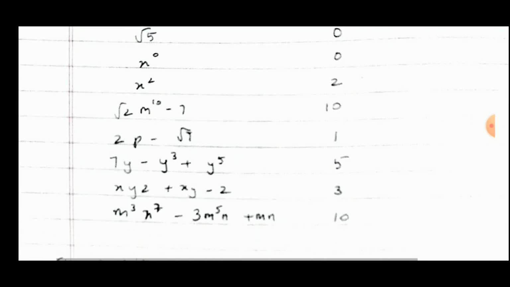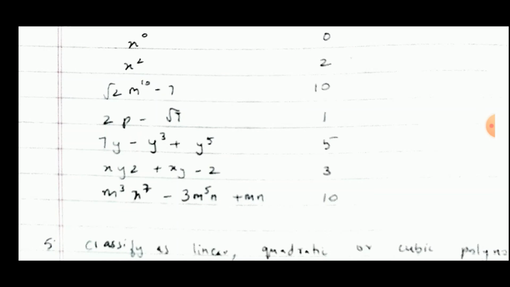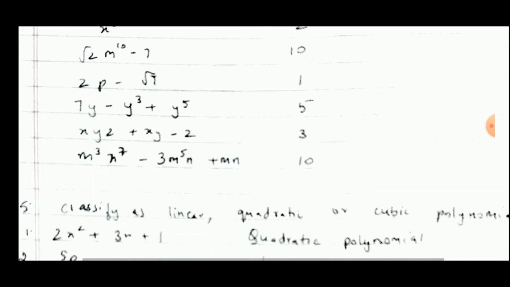x y square plus xy minus 2, so the degree is 3. Then m cube x raised to power n raised to power 7. So 3 plus 5 is 10, 5 plus 1 is 6 and 1 plus 1 is 2. So the highest sum of the degrees is 10. So the degree of this is 10.